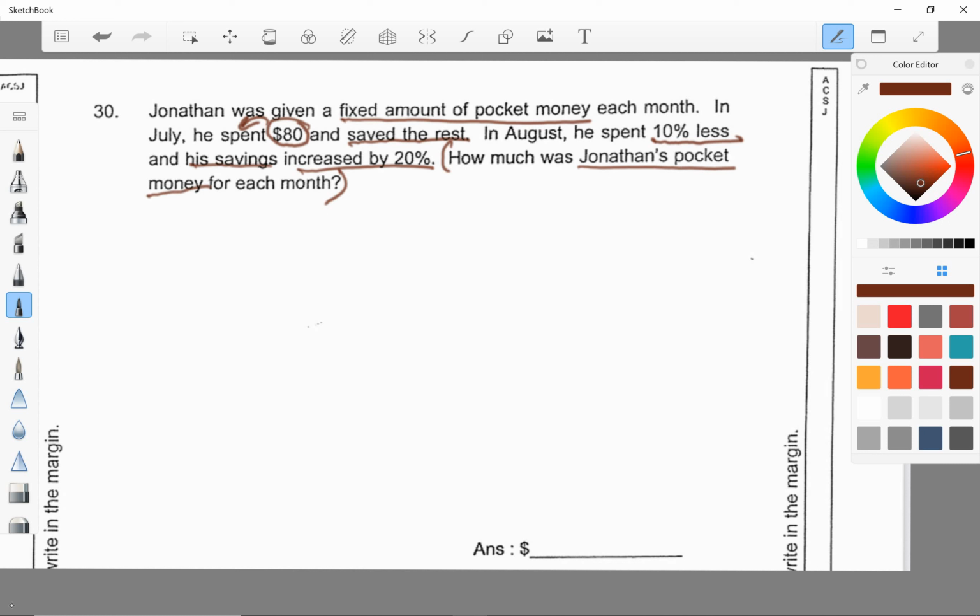So earlier on, I mentioned that it's a very simple question. Yes, it's very simple, but very often students will make mistakes by adding or subtracting the percentages. We can't do that because 10% less is referring to the spending and 20% increase is referring to the savings. So spending and savings are two different things.